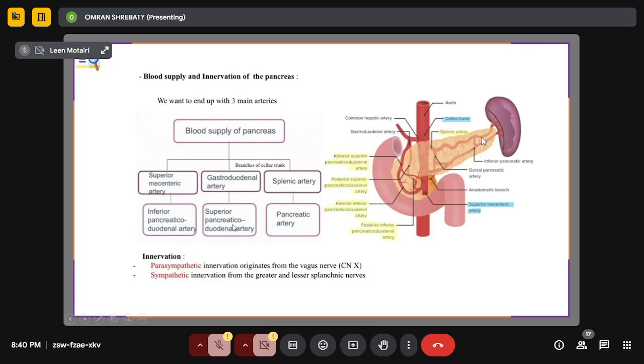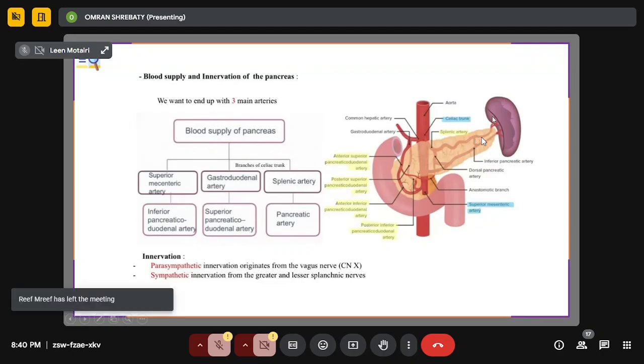The superior pancreaticoduodenal artery. So now we are supplying the pancreas from the inferior part and from the superior part. Lastly, we know that we have the splenic artery going directly to the spleen. The splenic artery is one of the branches from the celiac trunk.